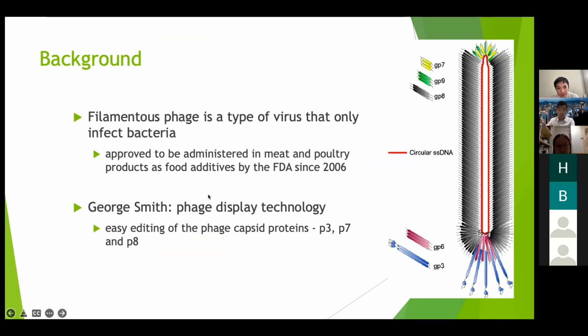And in 1985, George Smith described a phage display technology where target peptides can be expressed on the surface of the filamentous phage by just inserting DNA sequences into the phage genome. It was later found that the phage can display different peptides on their surface proteins like P3, P7, and P8. This technology enables easy editing of the phage capsid protein, after which engineered phages can be manufactured on a large scale at a relatively low cost compared to nucleic acid and protein drugs.